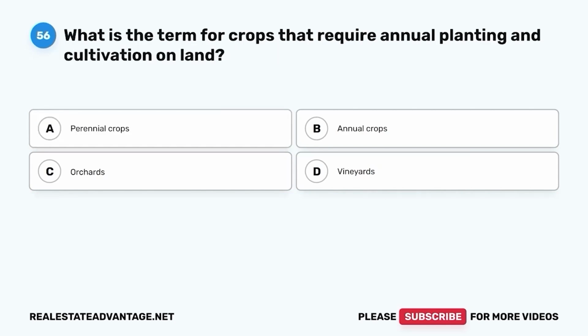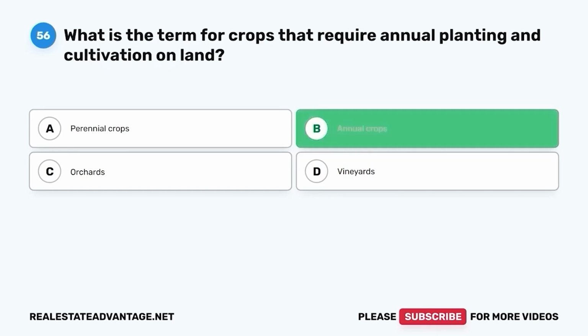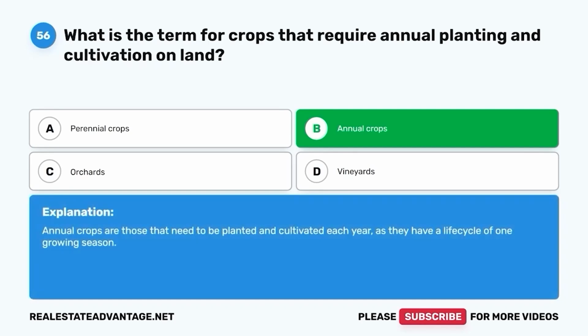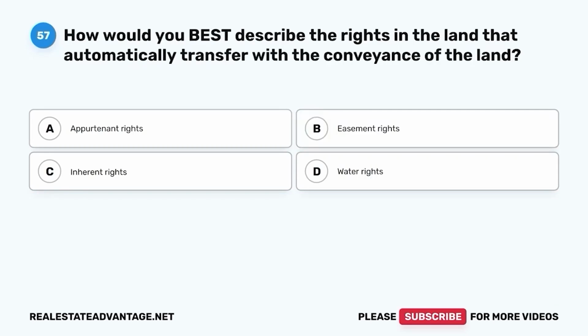Question 56. What is the term for crops that require annual planting and cultivation on land? A, perennial crops. B, annual crops. C, orchards. D, vineyards. The correct answer is B, annual crops. Annual crops are those that need to be planted and cultivated each year, as they have a life cycle of one growing season.